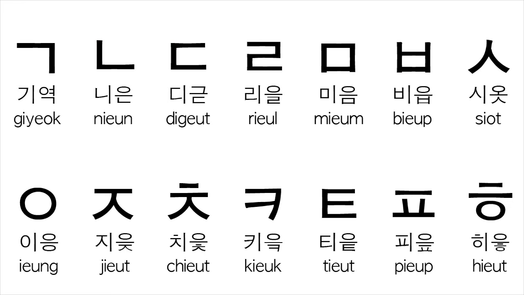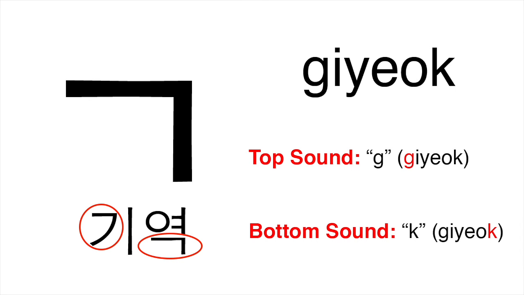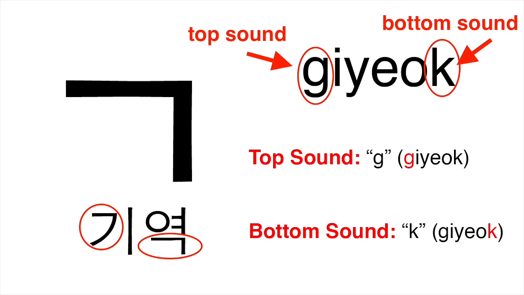Fun fact, you can actually remember each character's sounds if you just remember their names. The characters' names are spelled with their own characters for both top and bottom consonants. Take this as an example. This character's name is Giyeok. So right away you know that top sound is G and bottom sound is K.